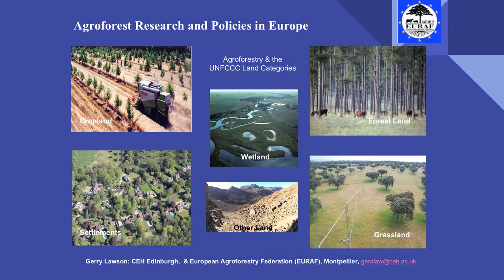So these slides are showing types of agroforestry, if you like. I can't use the pointer because it switches the machine off, but the top is forest land, cropland, settlements, and grassland. All of them have got trees. So the point is trees outside the forest are very important.